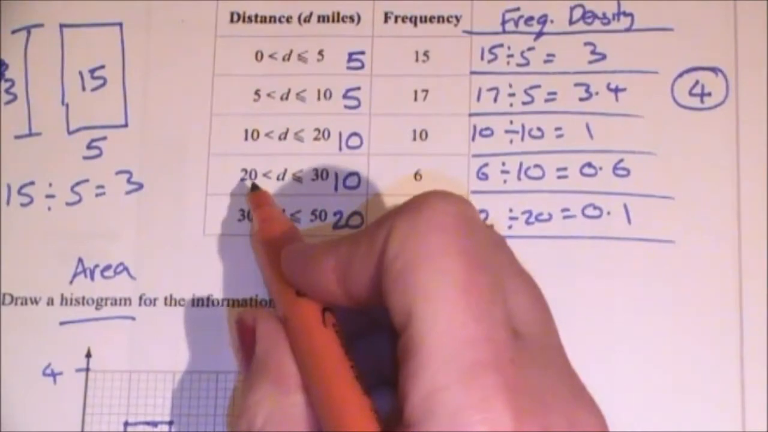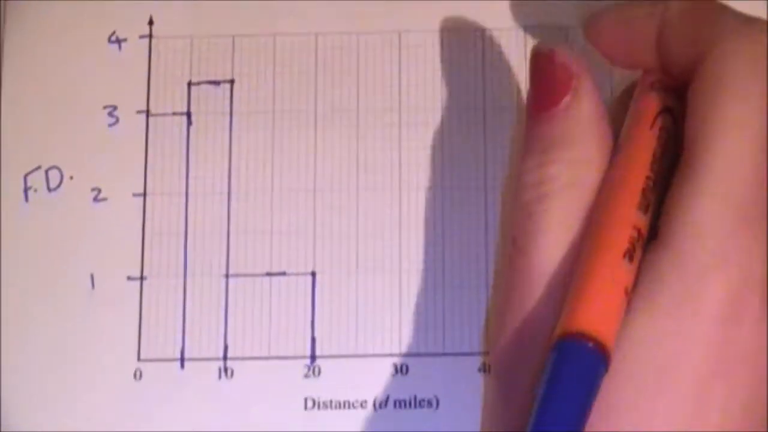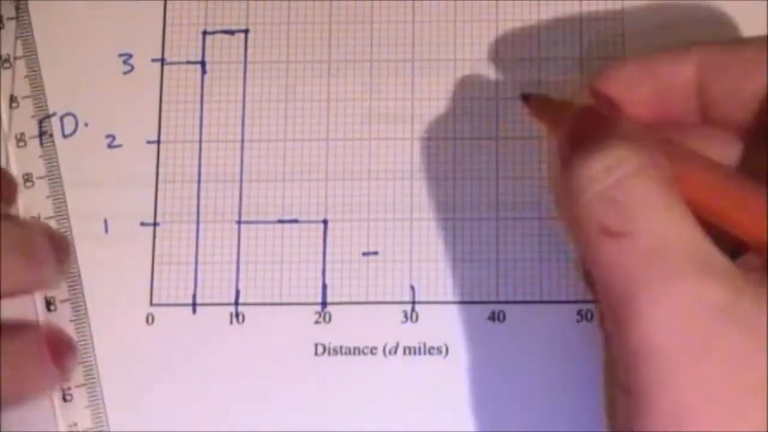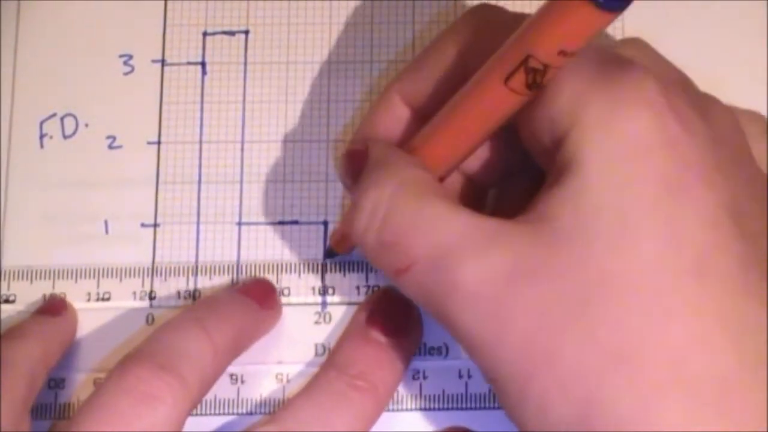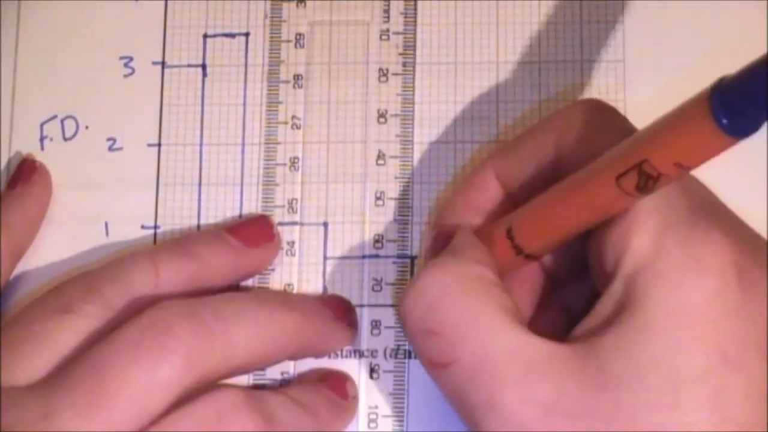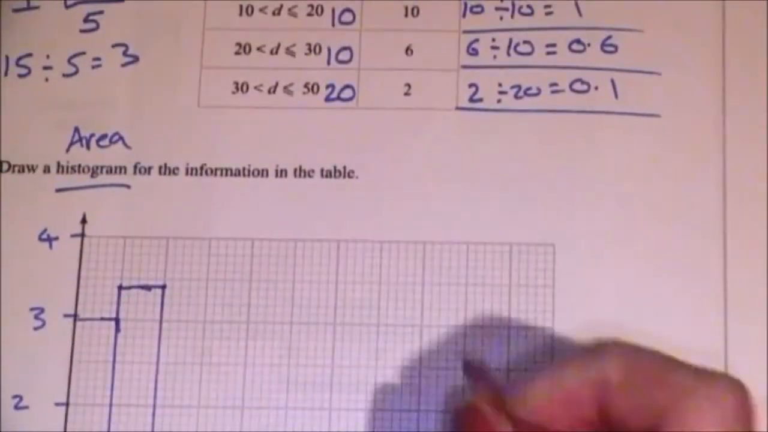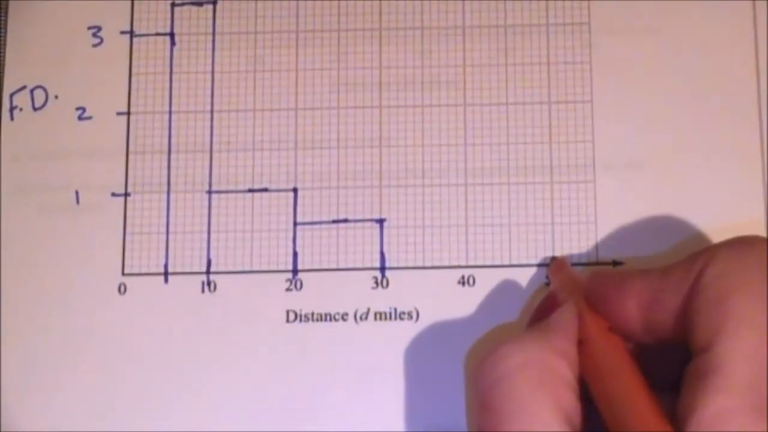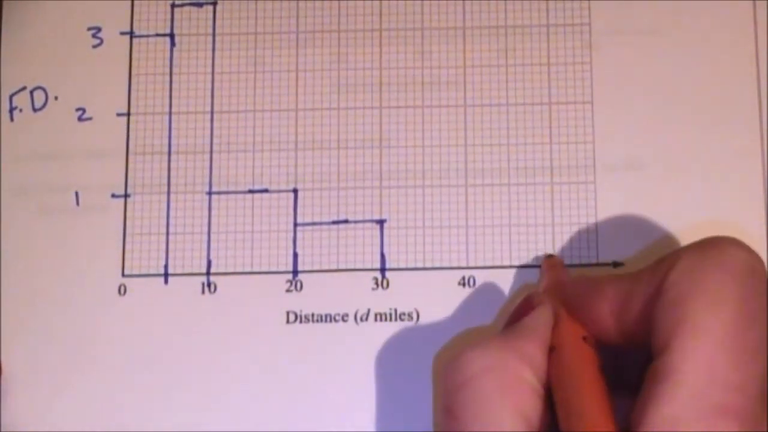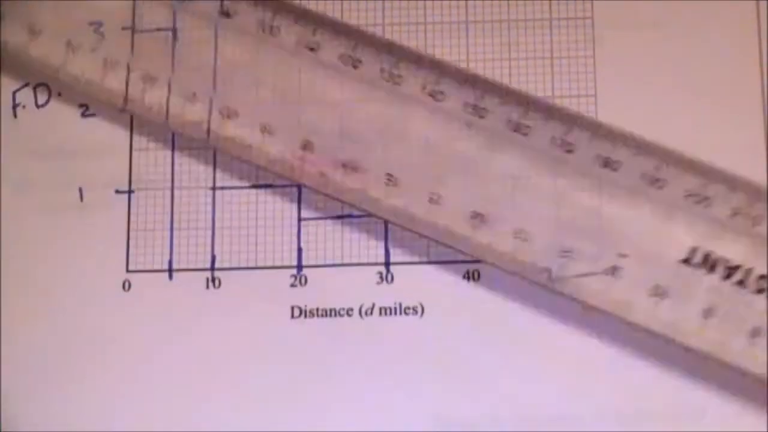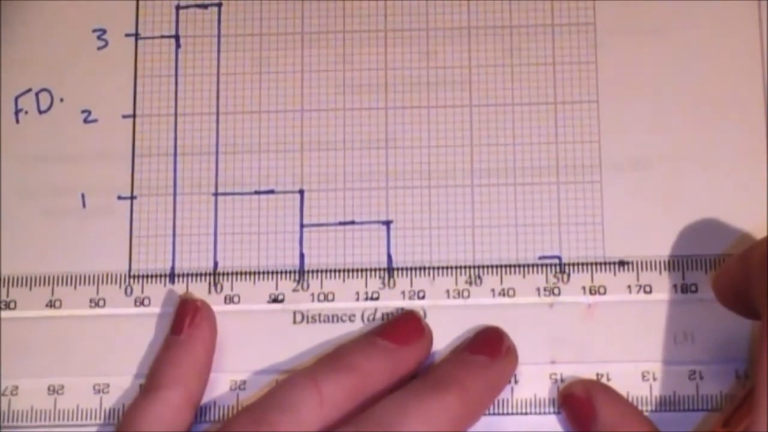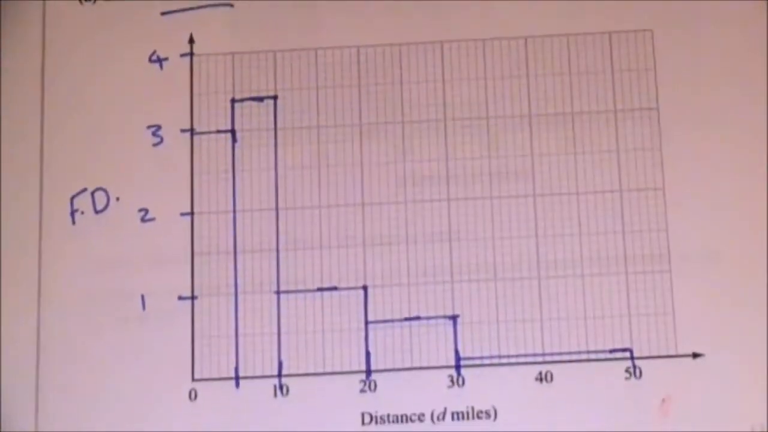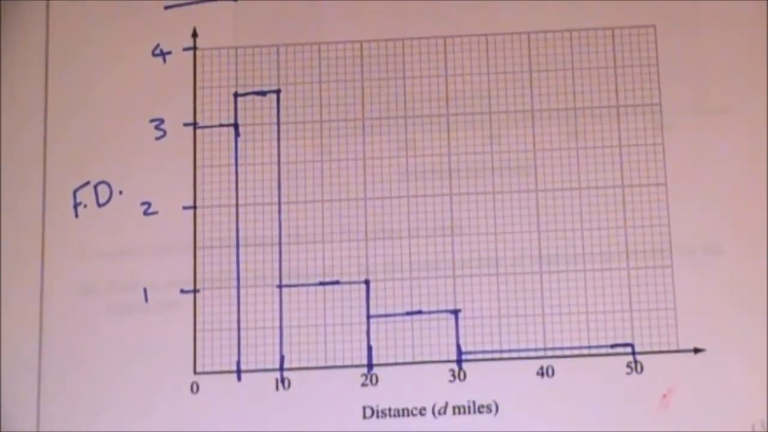My next one goes from 20 to 30 and has a height of 0.6. So it goes from 20 to 30, there's 0.5, there's 0.6. And my final one goes from 30 to 50 and has a height of 0.1. So from 30 to 50, and that there is 0.1, so it's tiny. So that's my histogram for question 12.